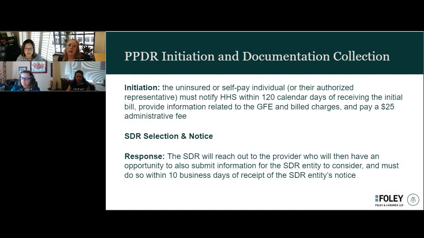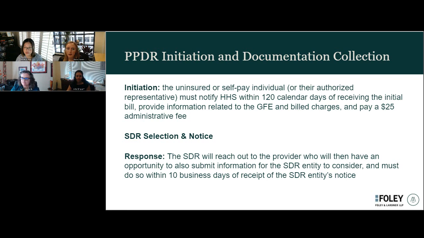Yeah, so now I'll talk about how to initiate. So a patient has a bill, it's over $400 in total, greater than their good faith estimate. They are able to notify HHS within 120 calendar days of receiving their bill in order to start this process. And what they have to do is provide all of their information related to the good faith estimate, the bill charges, and pay a $25 administrative fee. Now that $25 is a current fee, and it could change throughout the years.